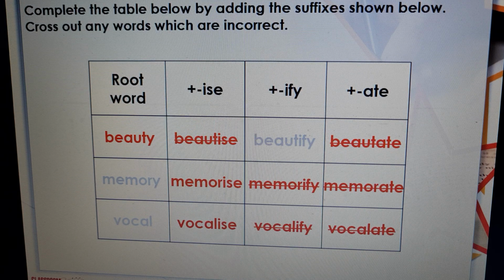Memory, we've got memorize. Memorify, not a word. Memorate, not a word. So you should have put crosses in those boxes. Vocal, we can vocalize, which means we say things. We can't vocalify and we can't vocalate. Okay, so those are incorrect. So I hope your table matched that. Oh, and that is the last activity on fluency.